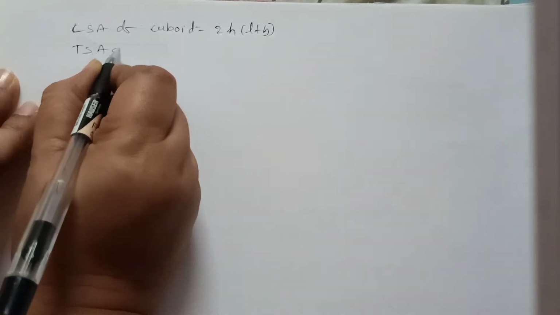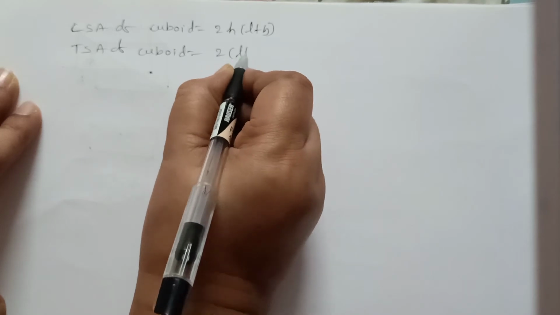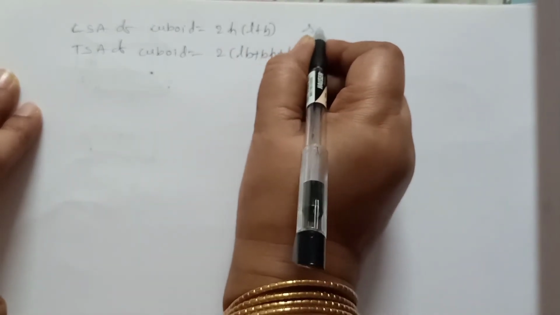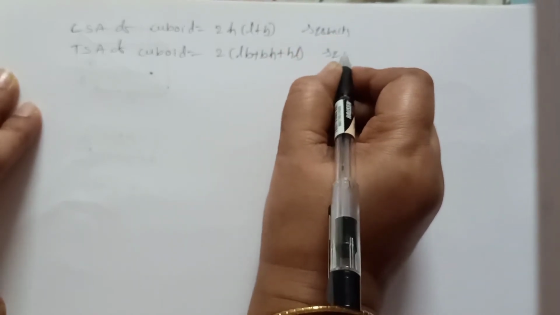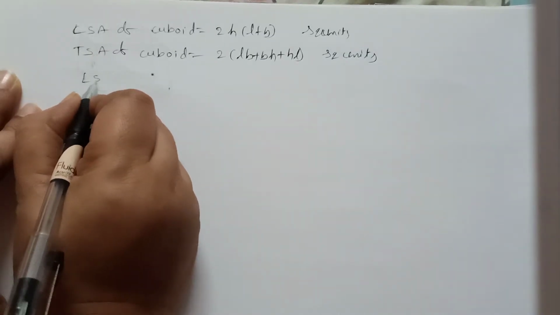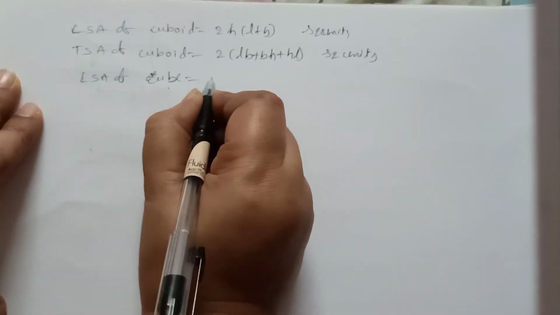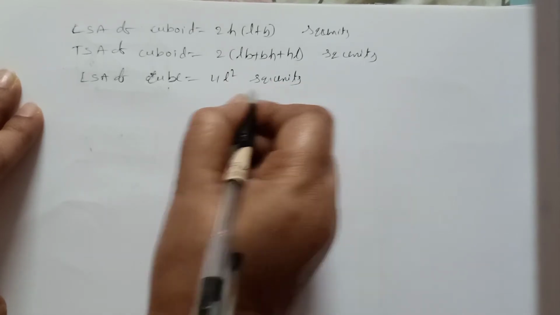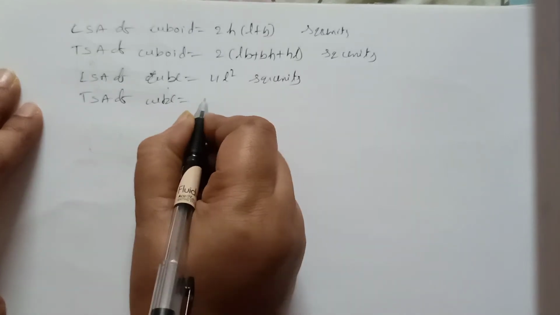TSA of cuboid is 2 into (LB plus BH plus HL), in square units. LSA of cube is 4L square. TSA of cube is 6L square.